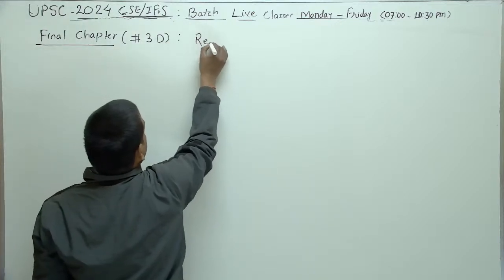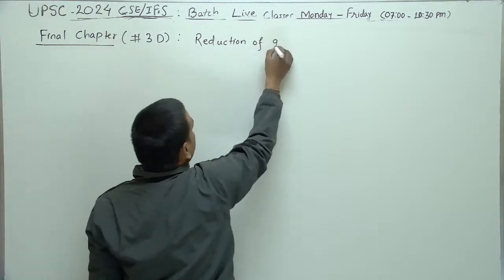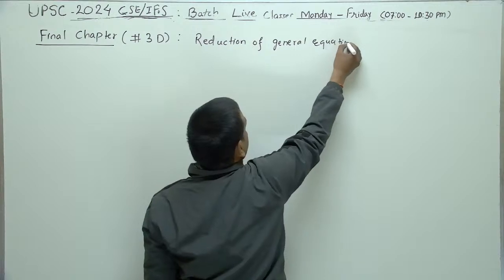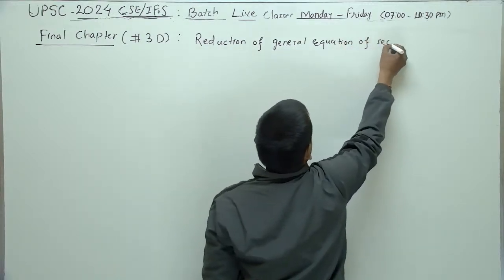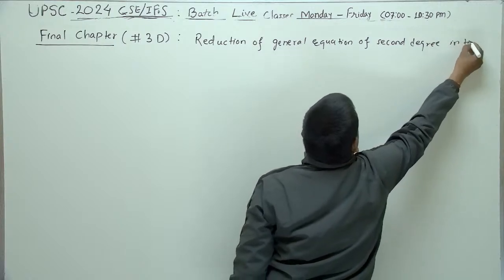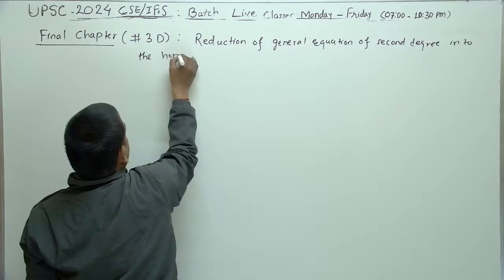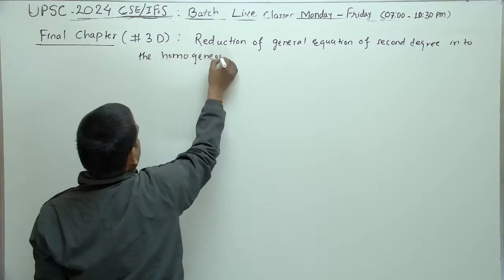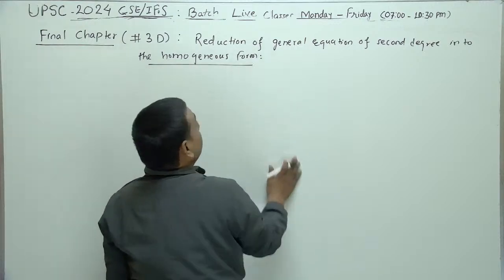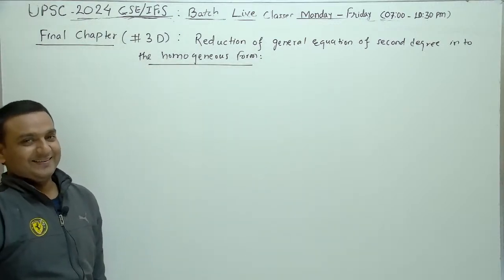Chapter is reduction of general equation of second degree into the homogeneous form. The chapter's name is lengthy, but the chapter is very short. Okay, you can trust me.